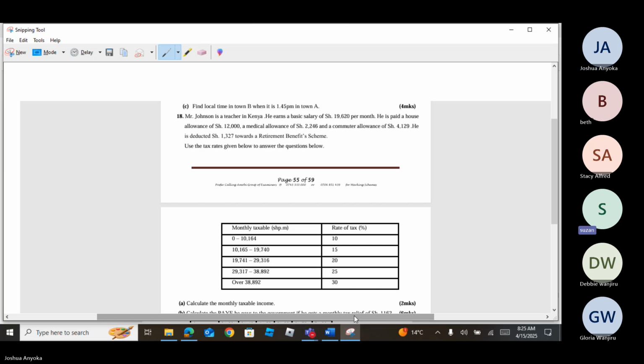Mr. Johnson is a teacher in Kenya. He earns a basic salary of 19,620 per month. He is paid a house allowance of 12,000, a medical allowance of 2,246, and a commuter allowance of 4,129. He is deducted 1,327 towards a retirement benefits scheme. Use the tax rate given below to answer the questions below.